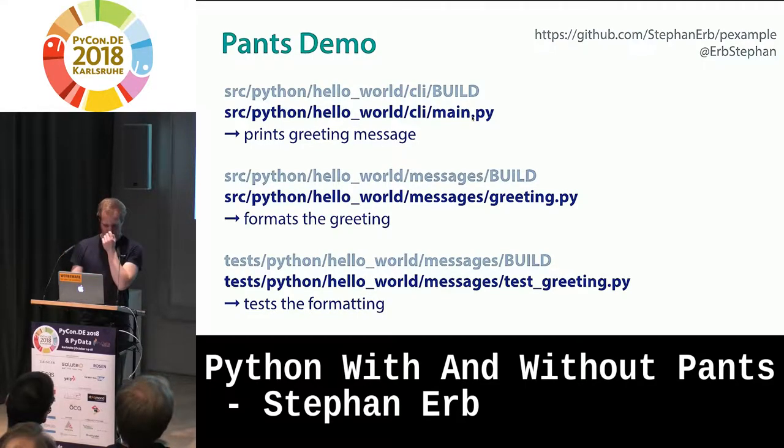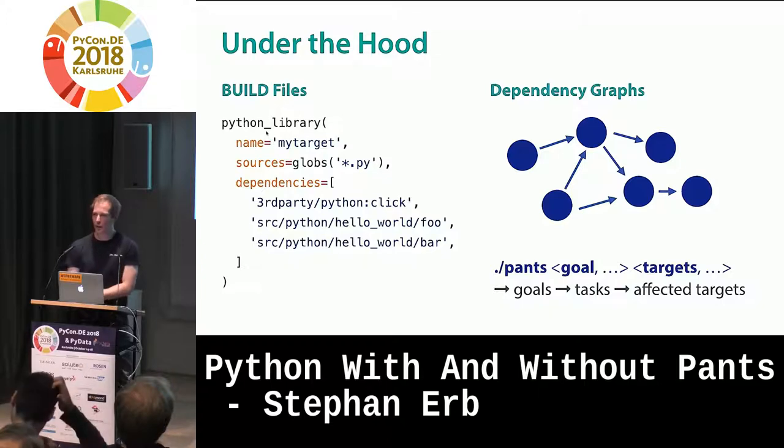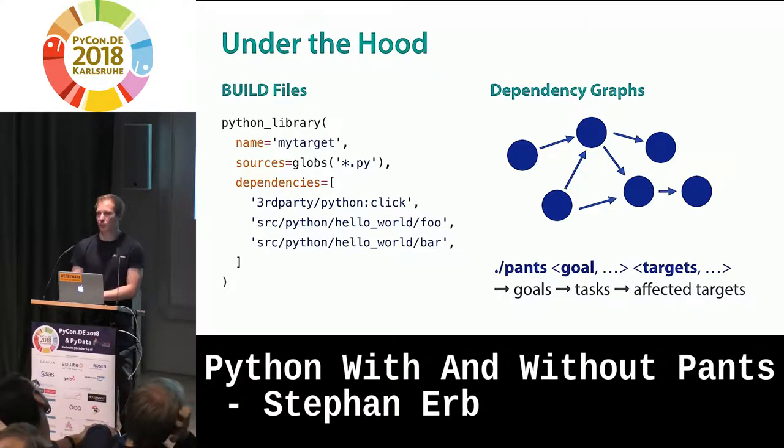Okay. But what's actually in the build file? Here's a simple example. What you see here is that it's a Python library. So the build file would just contain this statement here. It says, what I have in my local folder is a Python library. And you give it a name, and you have a glob, so you say, please include all Python files that you find in the folder. So that belongs to this library.